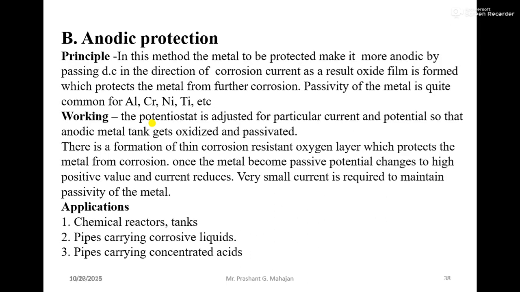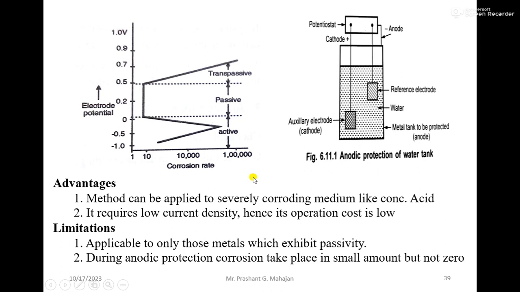The next is anodic protection. The word itself indicates that the metal to be protected from corrosion is forced to behave as anode. That means we are going to make that base metal passive. It can be shown by metals that exhibit active-passive behavior, like aluminum, chromium, nickel, titanium. So you can see the diagram.